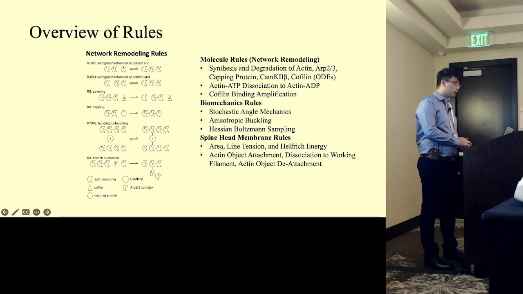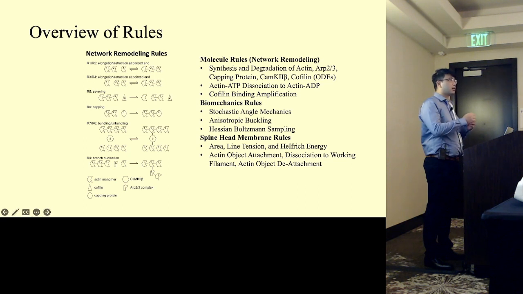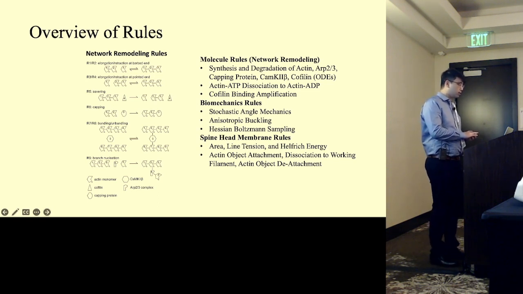Then the actin object attachment rules can attach the ends of the actin objects onto the membrane when they intersect. And then these can dissociate to a working filament, which can provide propulsive force from the actin filament onto the membrane, causing it to grow.